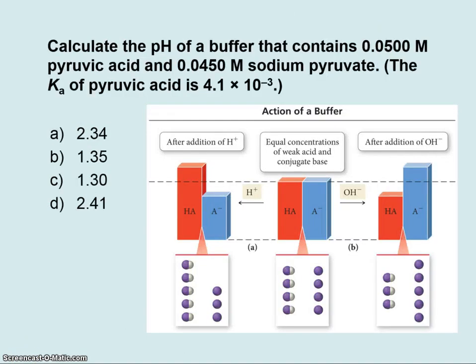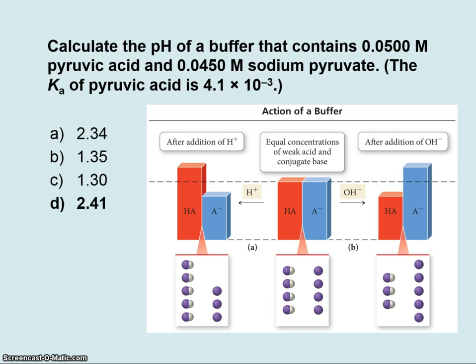All right, let's do another one. Calculate the pH of a buffer that's 0.05 molar pyruvic acid and 0.045 molar sodium pyruvate, with the Ka of pyruvic acid being 4.1 times 10 to the minus 3. Pause. Come back. All right, good.